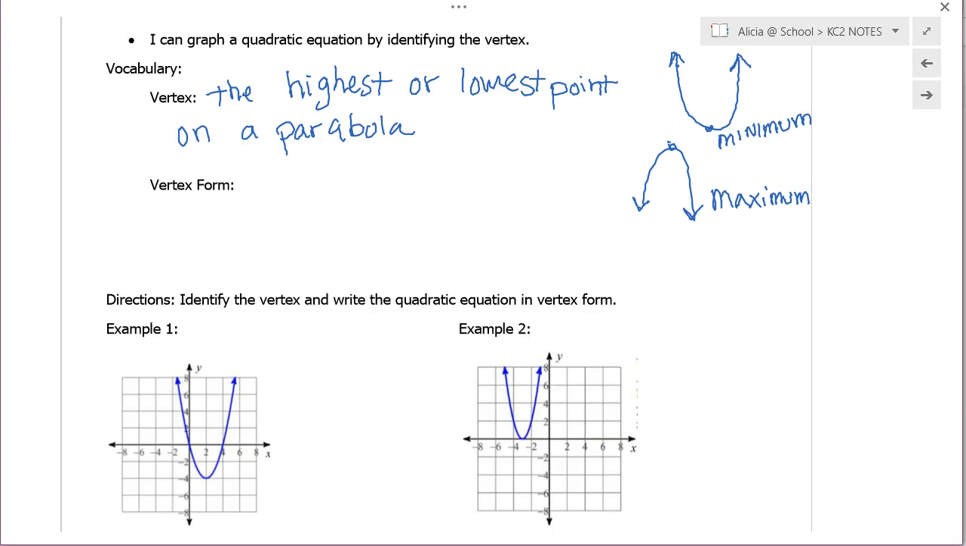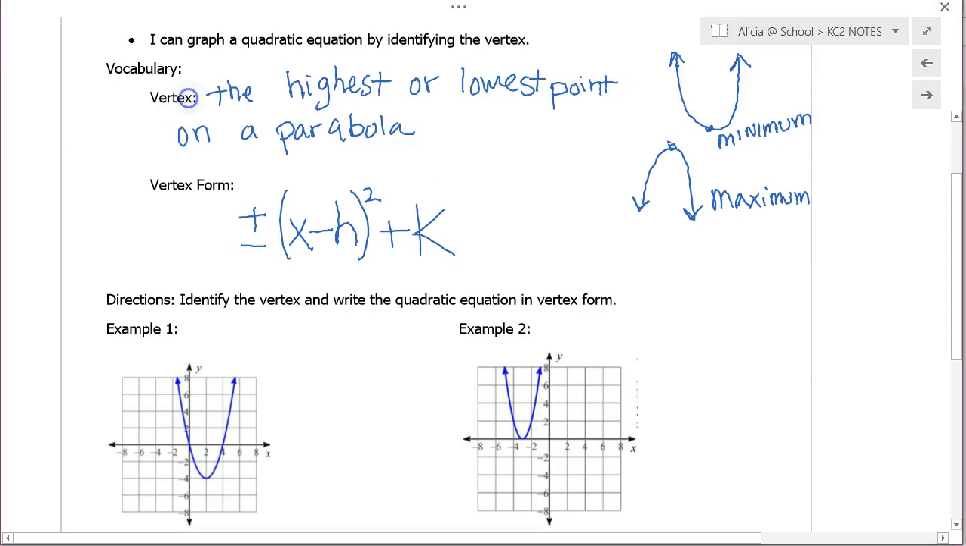So once we're able to identify the vertex, we have to write it in vertex form. It could be either opening upward or opening downward. We have the quantity of x minus h squared plus k. Now remember that when we are writing in vertex form, our vertex is typically written as h comma k. So whatever our ordered pair is, our h comma k is the same h and k that we're substituting when we are using vertex form.